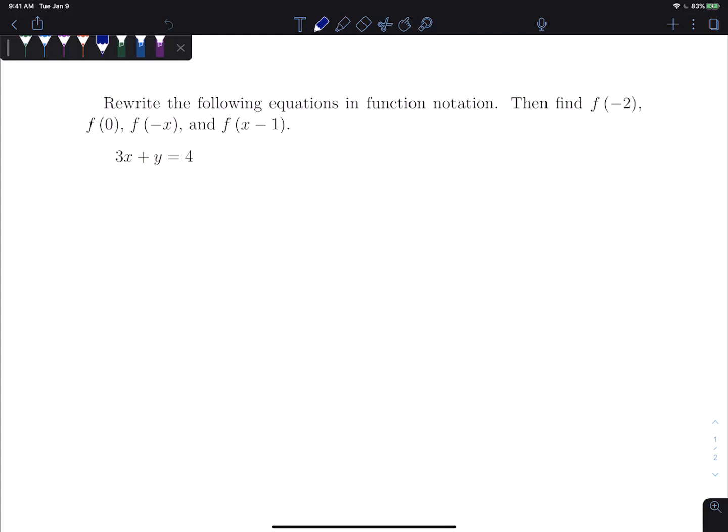Hello. In this video, we're going to go ahead and rewrite the following equations in function notation. Then find f of negative 2, f of 0, f of negative x, and f of x minus 1.